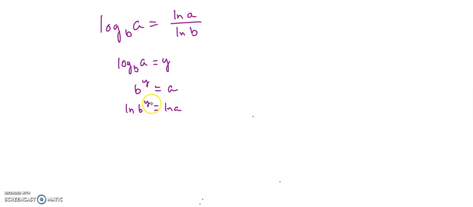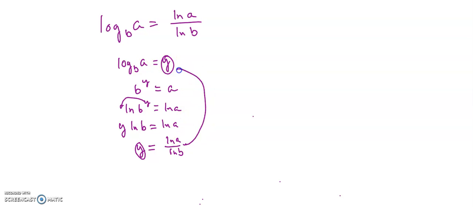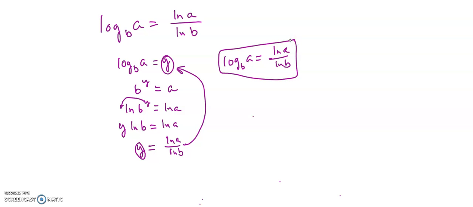Now, using that exponent rule that we just created, can't I move the y to the front and get y times the natural log of b equals the natural log of a? Well, simply by dividing by natural log of b, I get the natural log of a over the natural log of b equaling y. But again, what does y equal? Well, according to this, y equals the log base b of a, right? So couldn't I plug this up here and get log base b of a equals the natural log of a over the natural log of b? And that's where that comes from. And those are why those formulas work.